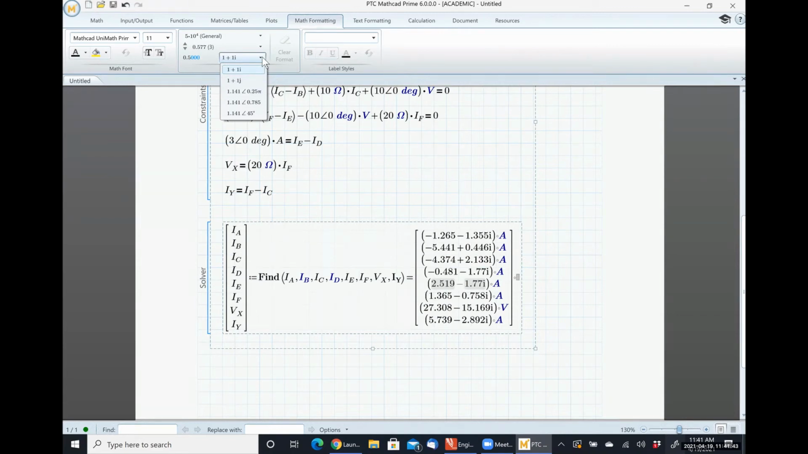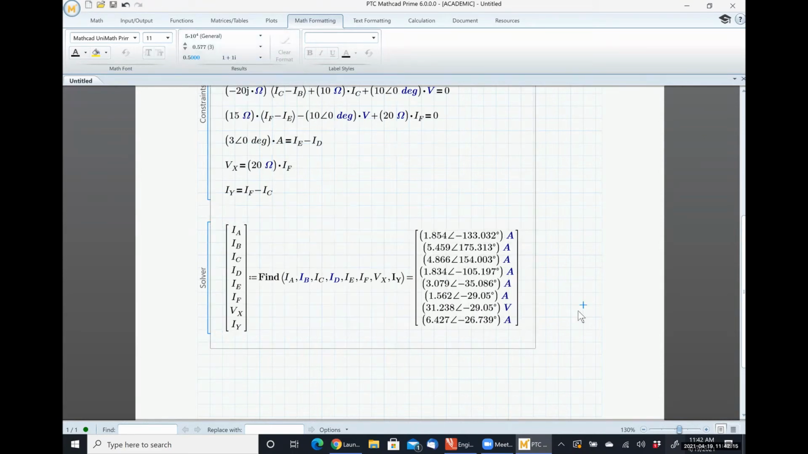So my options are putting them as rectangular with I as the imaginary operator. My next option down is rectangular with J as the imaginary operator. That's why I know this guy can interpret both. My next thing down is magnitude with the angle expressed in pi radians, which is not what we typically do. The one below that is magnitude with the angle expressed in radians. And then the last one at the bottom is magnitude with the angle in degrees.